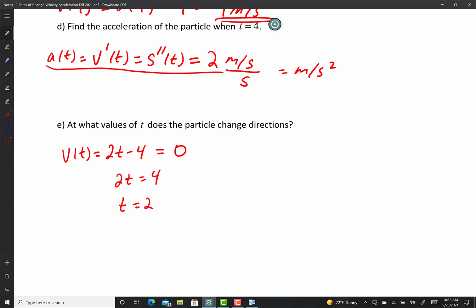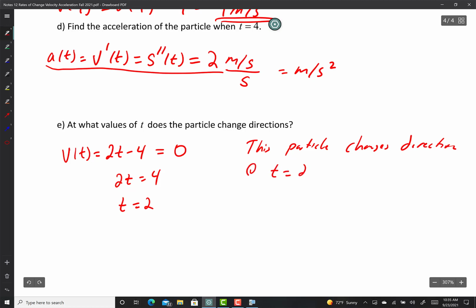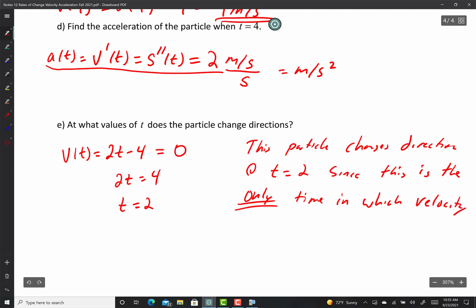You guys ready? I'm going to write this: the particle changes direction at t equals 2, since this is the only time in which velocity changes signs. Does that make sense to you guys?